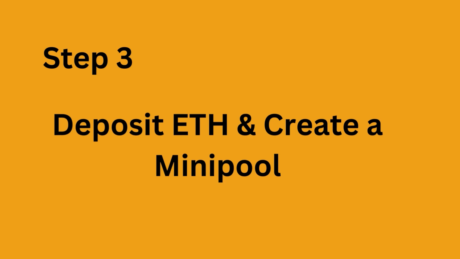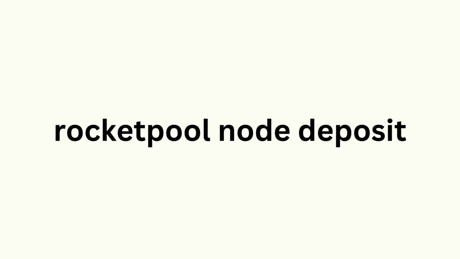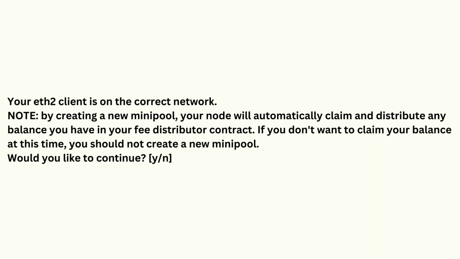We are now on to step 3. Finally, we are ready to deposit ETH and start up our mini pool. In the terminal, run Rocketpool node deposit. Now you should see this note explain that you will automatically distribute any balance in your node's fee distributor contract, and this is used to capture MEV if you're not opted into the smoothing pool. Now since we are on the testnet, we will not worry about this, so we will say yes.